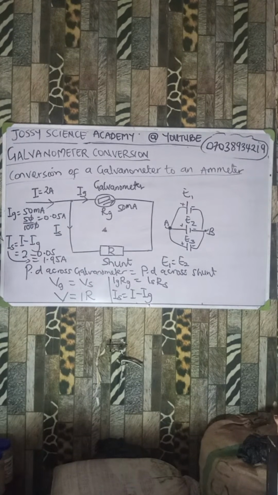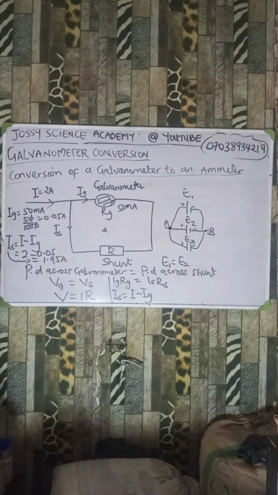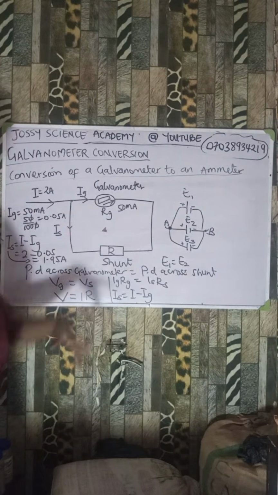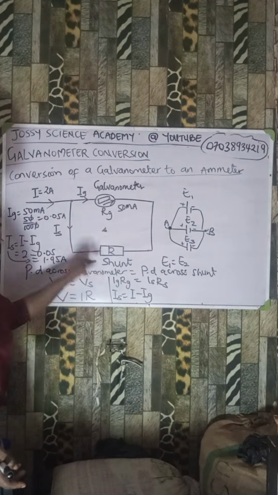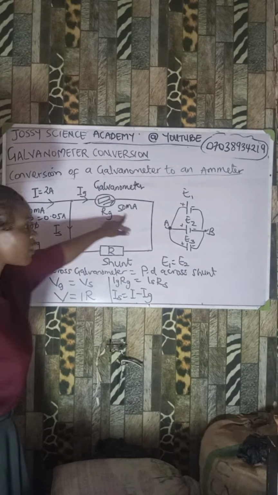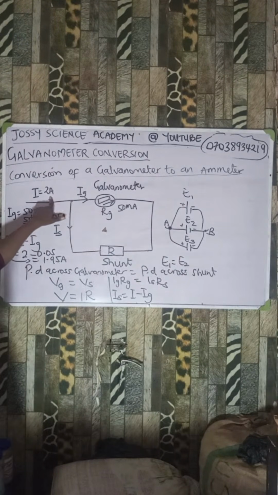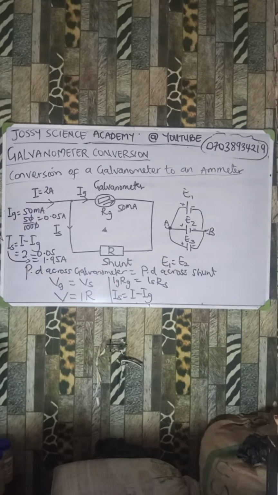I gave an instance: let's assume that the current flowing in the circuit is 2 amperes, and the amount of current that this galvanometer can measure is 50 milliamperes. What is the current flowing to the shunt? You can only know it if you take away this 50 milliamperes from the 2 amperes given in the circuit. We cannot know the remaining one going to the shunt otherwise. Is it clear? All right.